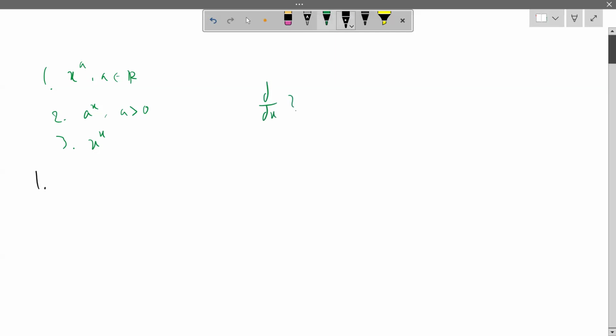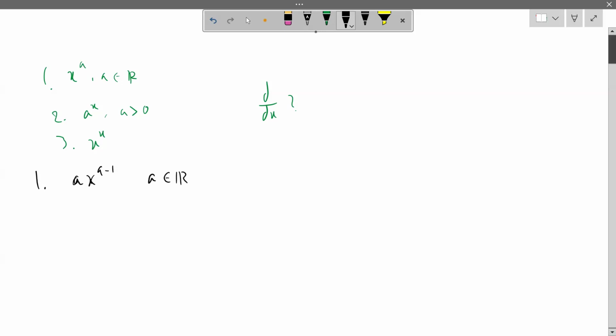The first one, I assume that you are familiar with this form. The rule that we are using to differentiate the first one here is the power rule. So we multiply this form with a, which is the exponent, and we copy x, and then the exponent or the power is decreased by 1. And this applies for any value of a.